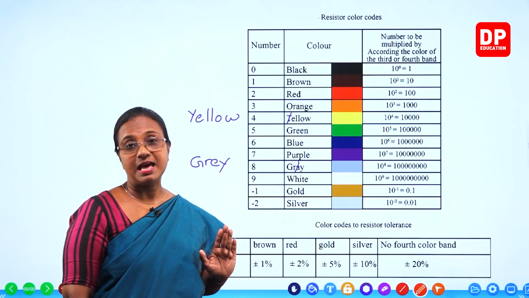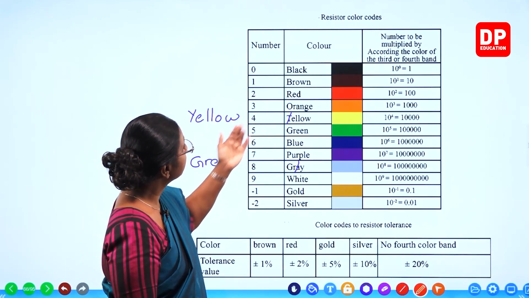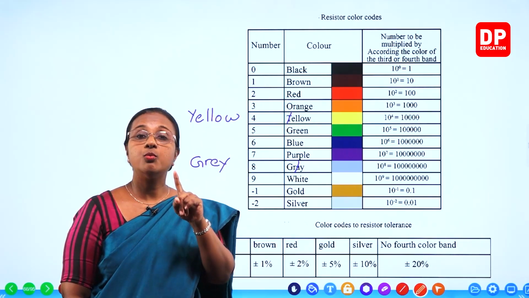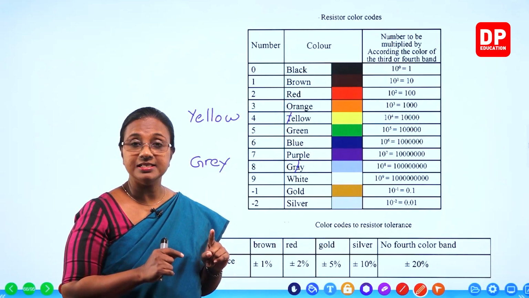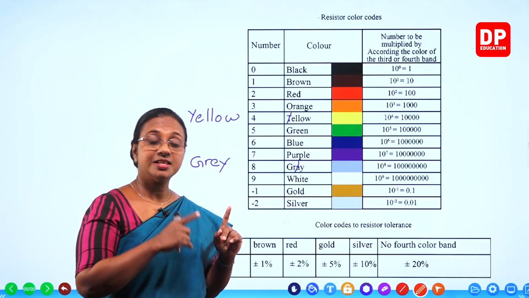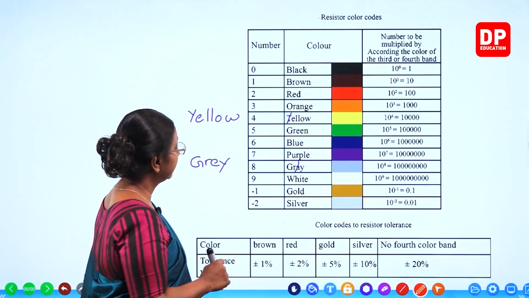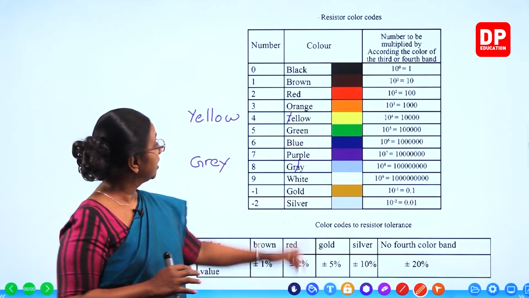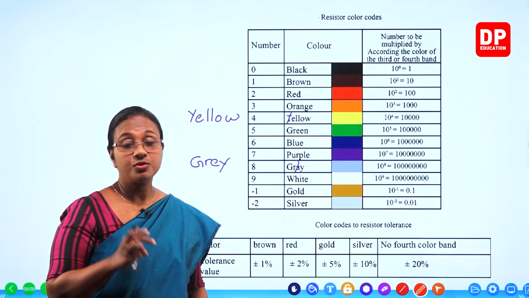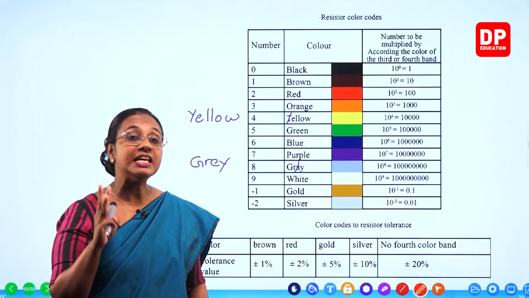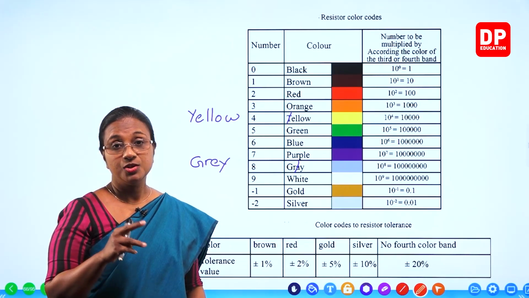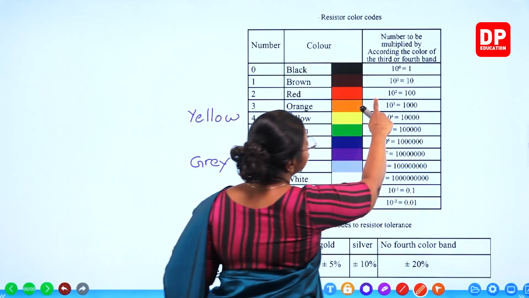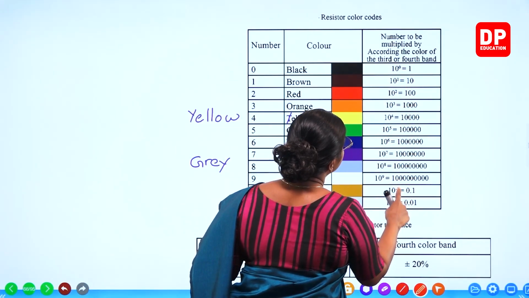Then if the second band, let's say, is brown, the number for brown is 1. Then you write the second digit as 1. So, we have 6, then 1, and then if the third color is red, the value of red is 2. I told you all, the third one is the index of the 10th power. So if it is 2, that means 10 to the power of 2. Here you can see 10 to the power of 2. That is what is shown here.